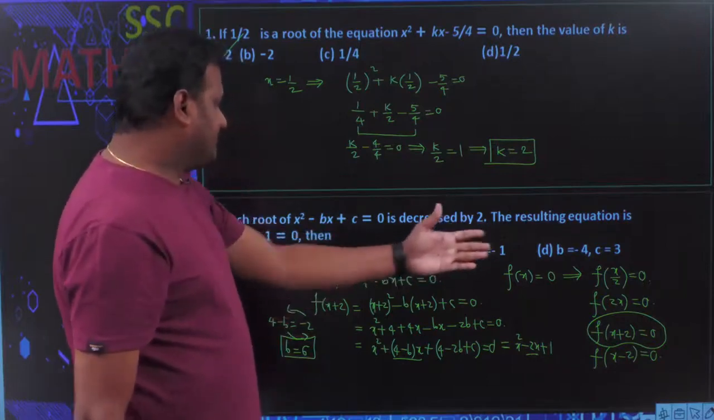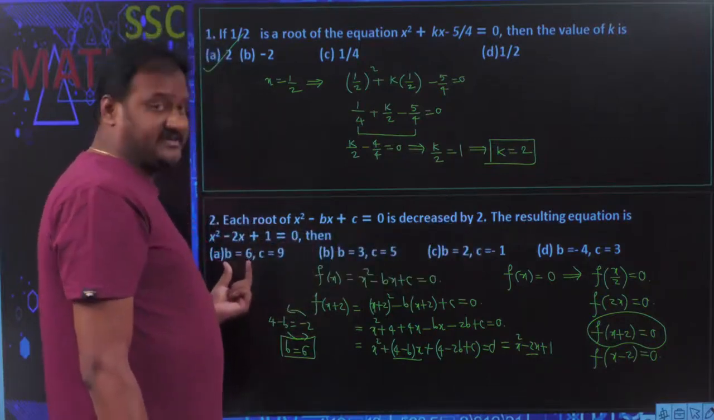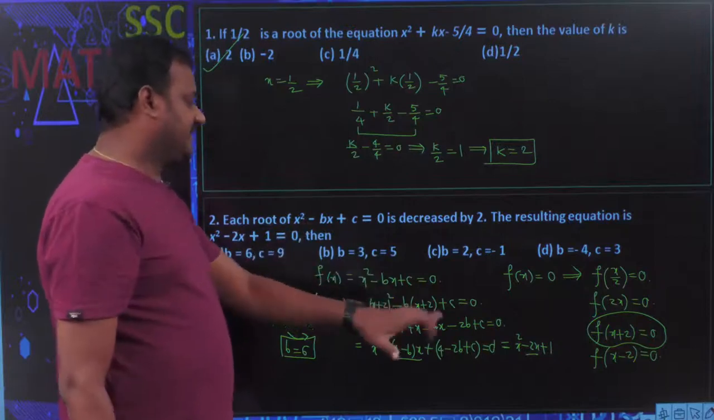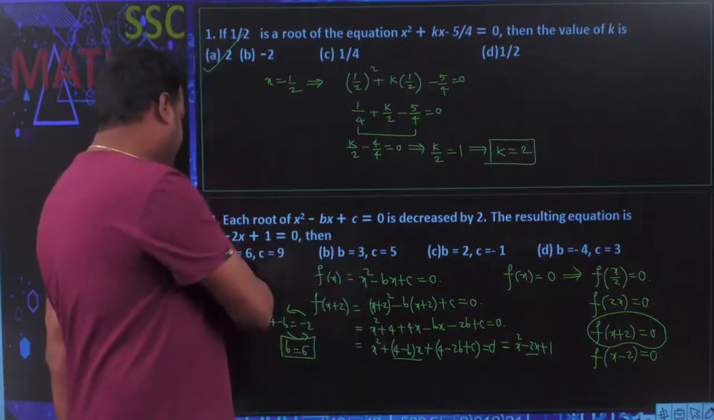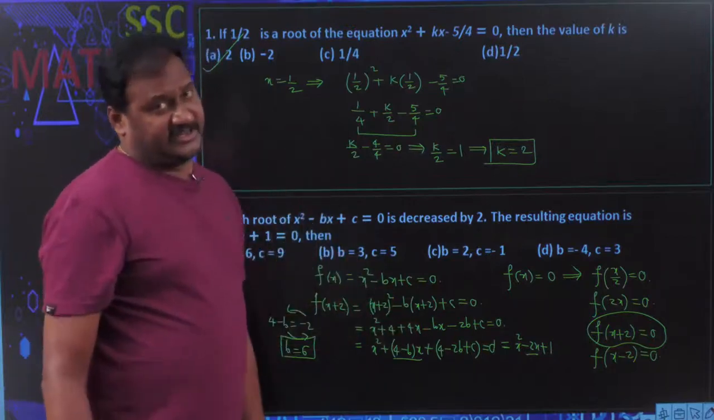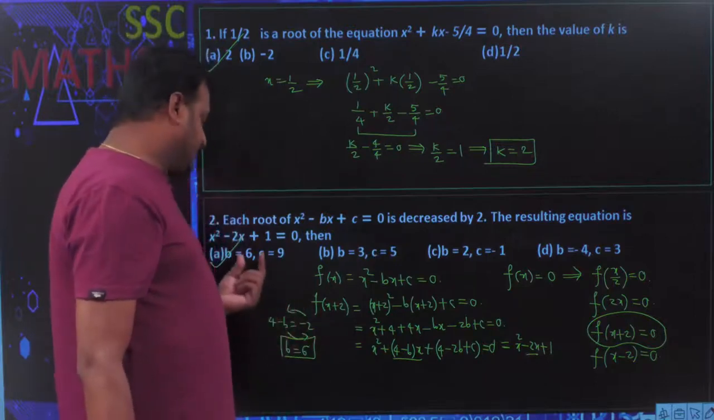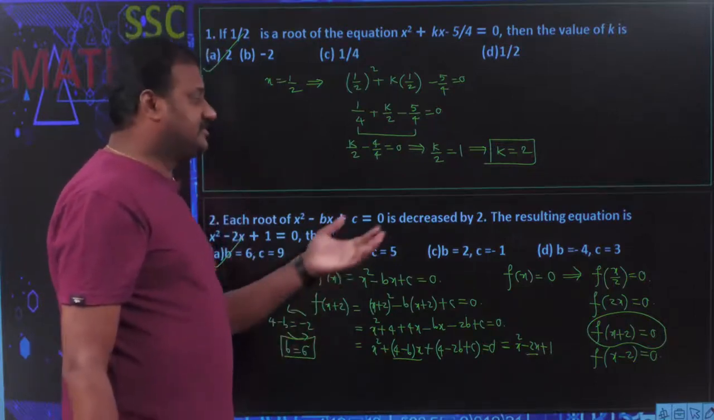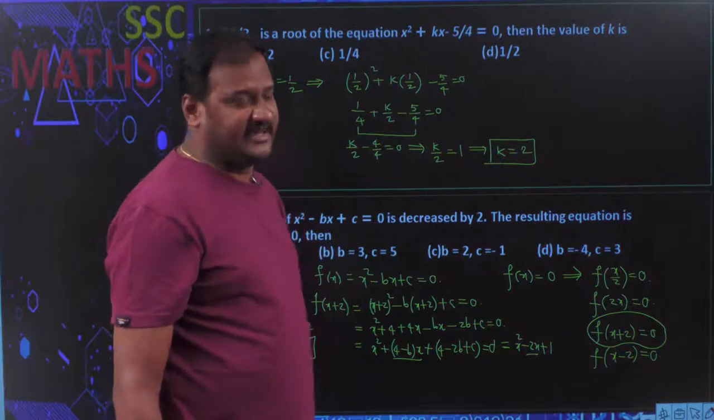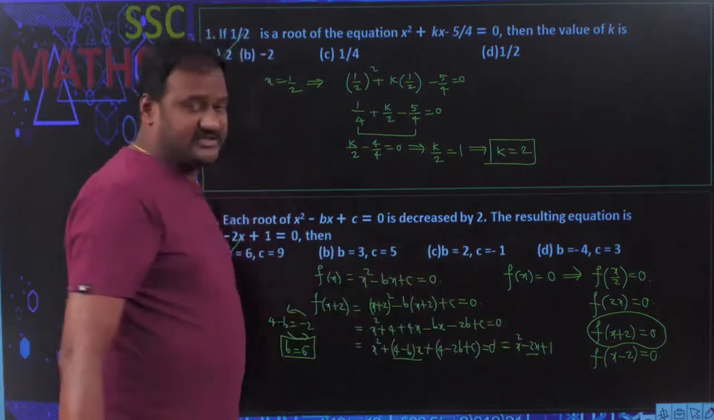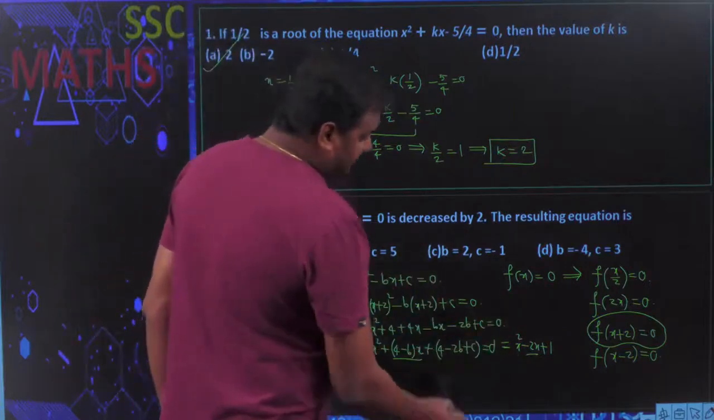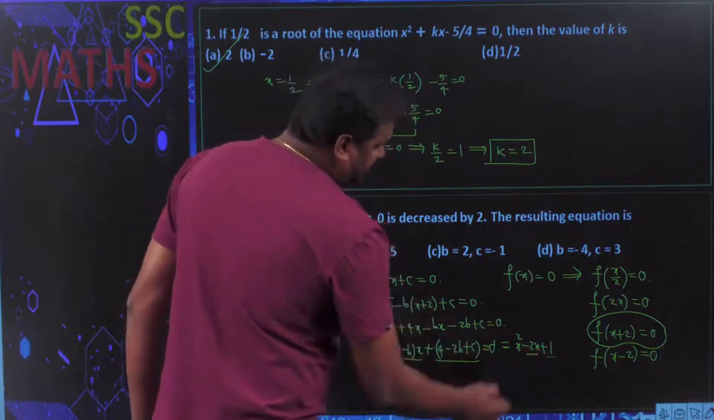Where is that b is equal to 6 in your options? See here it is, b is equal to 6. So without finding the value of c, you can say that a is your correct option, because b is equal to 6 is available only over here. Suppose in any other option b is equal to 6 is there, then find out the value of c also. To get the value of c, equate constant to constant.